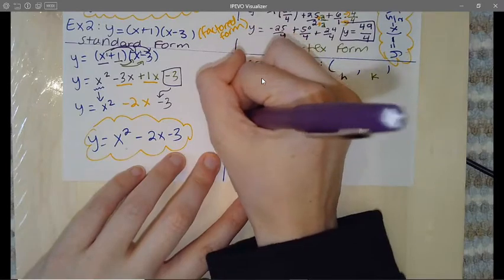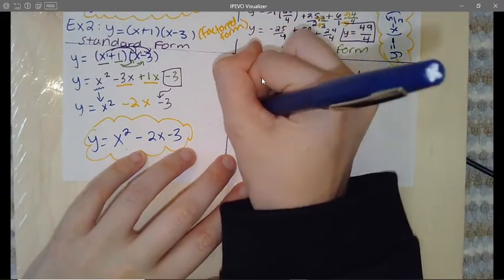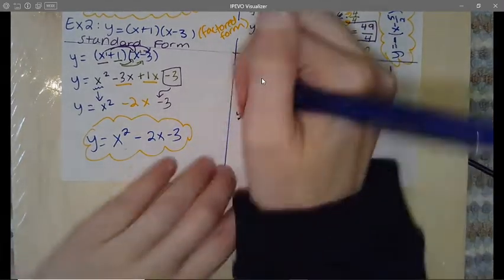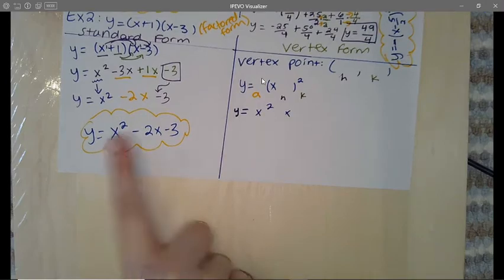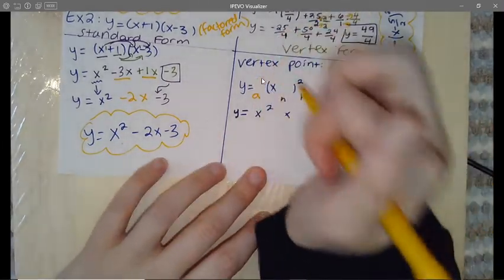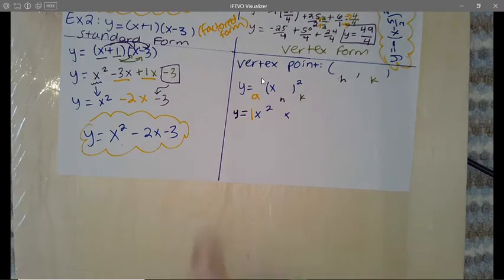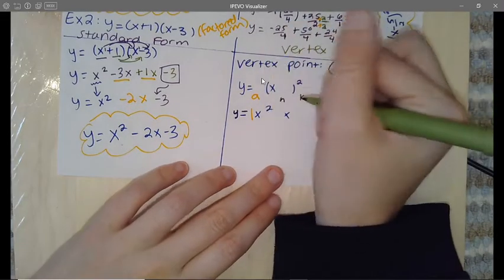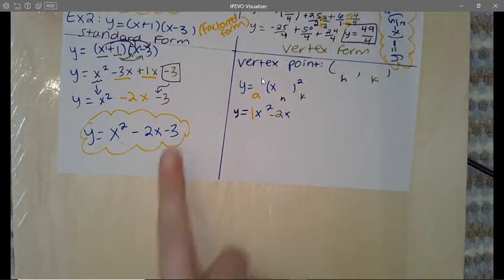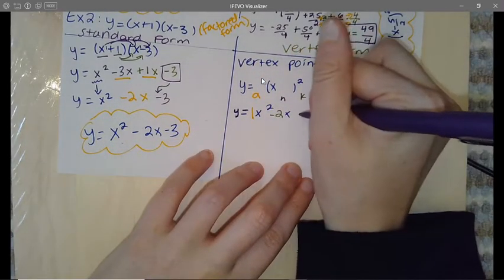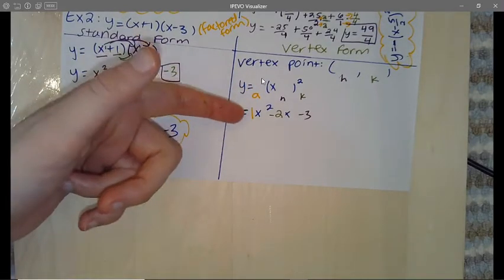So you have y equals, wrong color, Miss Long. Jeez. All right, so we have y equals x squared. Okay, I don't see a number in front of the x squared, which means there's secretly a 1 in the front. Okay, and then we have minus 2x, and then we have minus 3 on the end. Okay, so my a value is going to be the same. So my a value is 1.